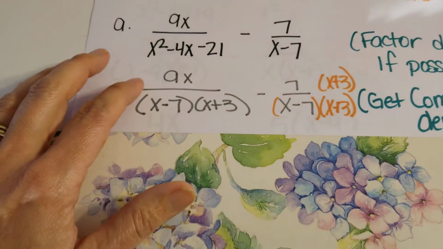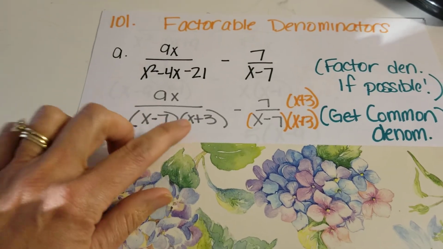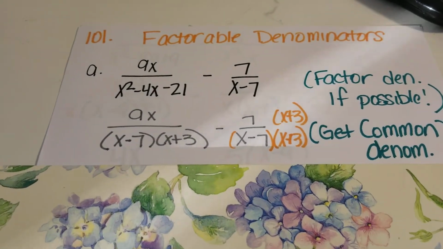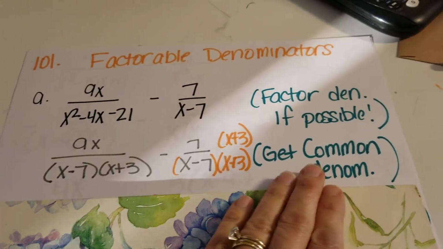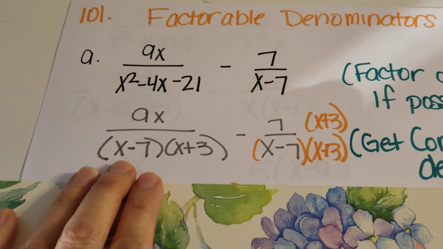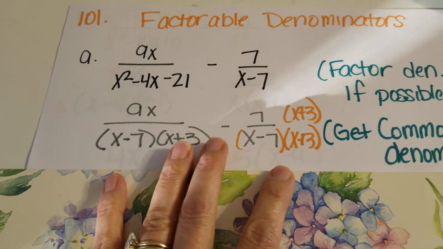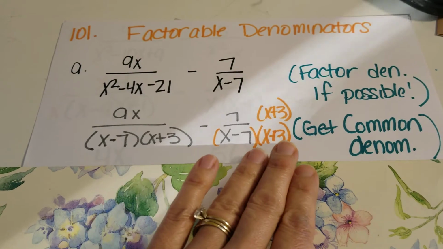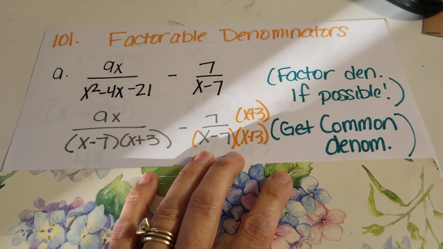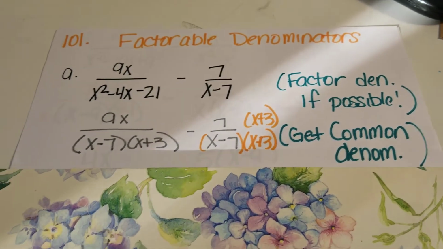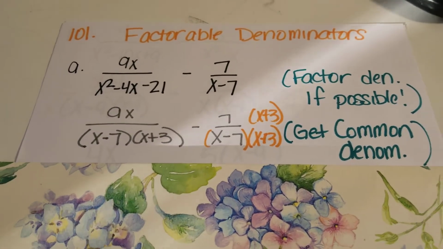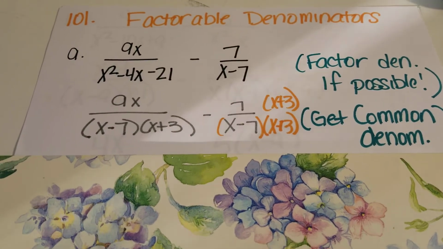Here I have 9x over x minus 7 times x plus 3 minus 7 over x minus 7. Okay, so that's the factor part. Now the next step is to get a common denominator. So that's where the orange comes in. We notice that there's an x minus 7 in both, but there's not an x plus 3 in both. So that's where we need to add that in over here. I put parentheses around this x minus 7 to keep that as a unit. And then we multiplied the numerator and the denominator by x plus 3, okay? Because that's what gives me my common denominator.